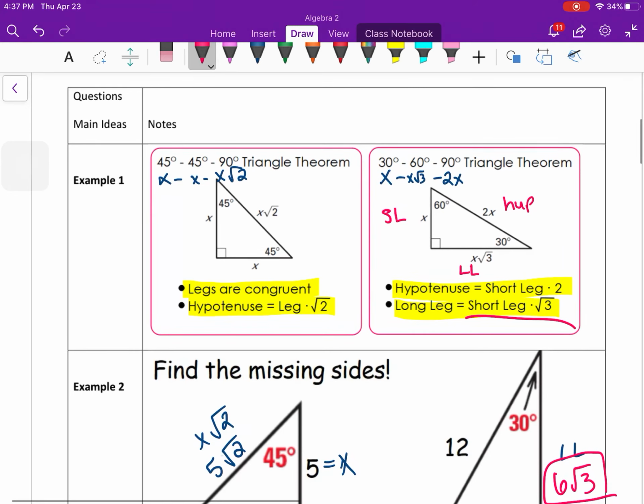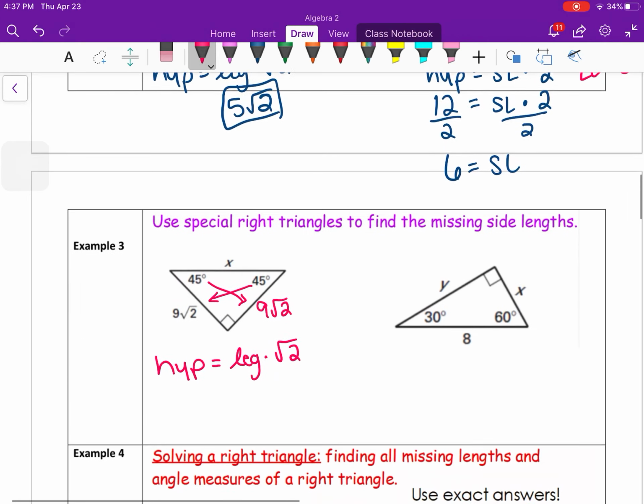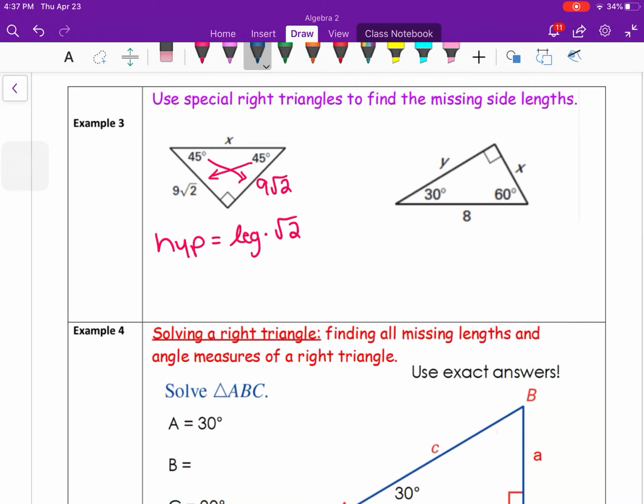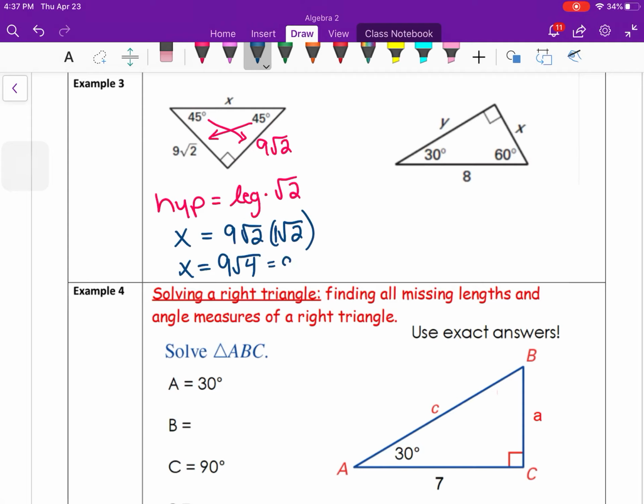That comes from my formula. Hypotenuse equals leg times the square root of 2. I don't know what my hypotenuse is, but I do know that my leg is 9 square roots of 2 times another square root of 2. So that means my hypotenuse will be 9, because 9 times 1 is 9, and then the square root of 2 times the square root of 2 will be square root of 4. Well, the square root of 4 is actually just 2, so 9 times 2 is 18. So this hypotenuse is 18 there.